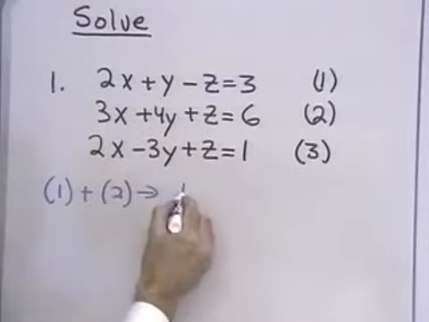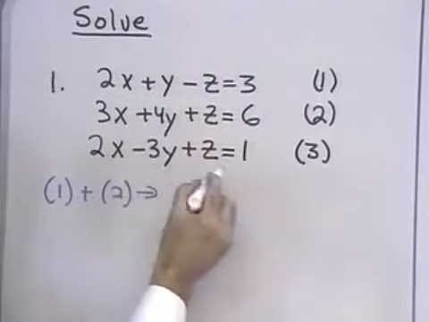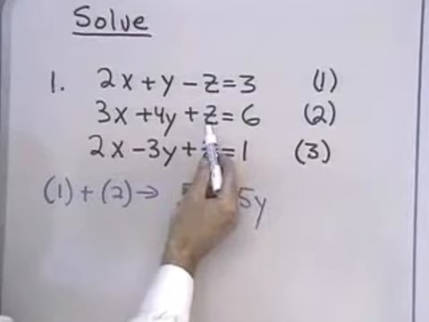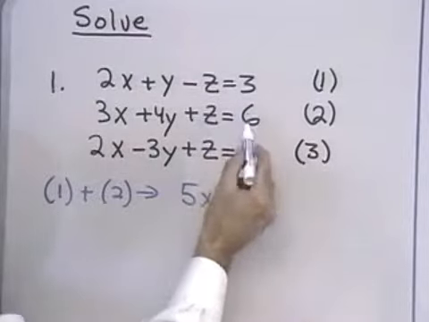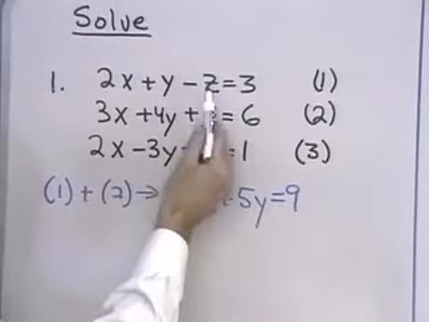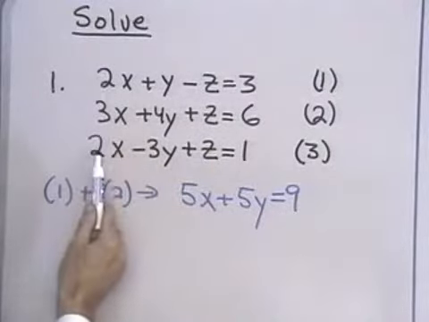2x plus 3x is 5x. 1y plus 4y is 5y. Negative z plus positive z is 0, and 3 plus 6 is 9. Now I've eliminated z from this pair of equations. Let's eliminate z from the first and third equations.